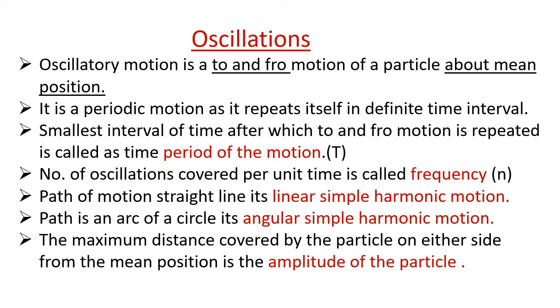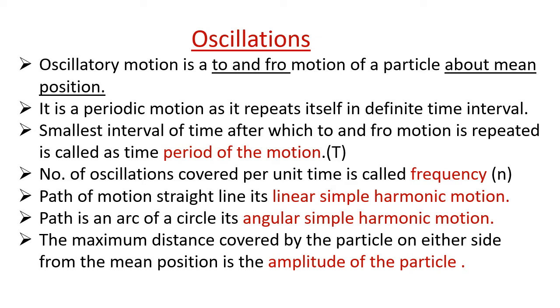When we talk about the time period of the oscillatory motion, it is the smallest time after which the to and fro motion is repeated again and again. Time period is usually denoted by capital T and its SI unit is second. The number of oscillations covered per unit time is called the frequency of the oscillatory motion. It is denoted by small n and its SI unit is hertz.